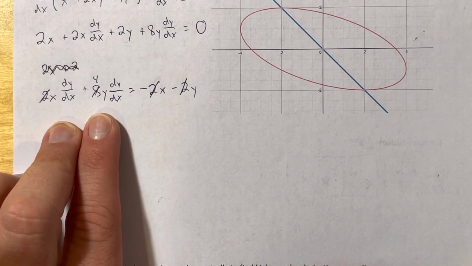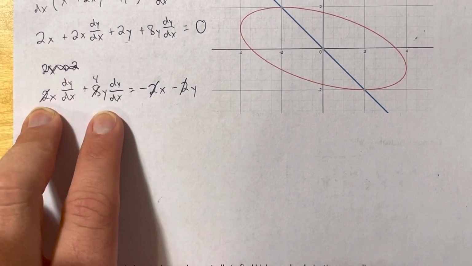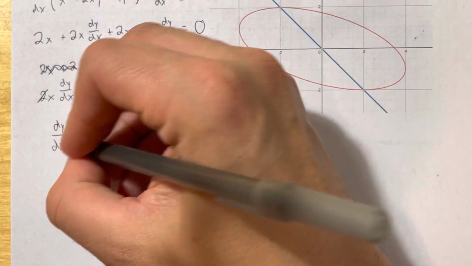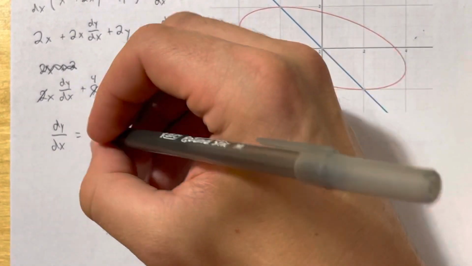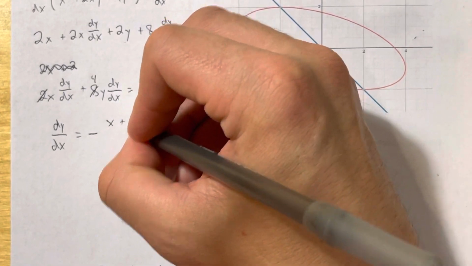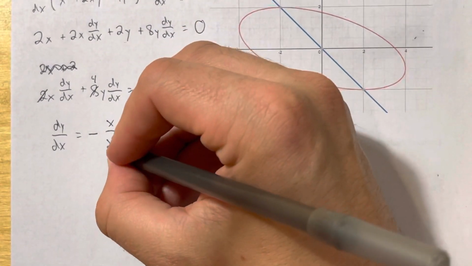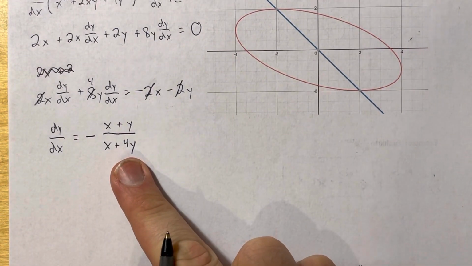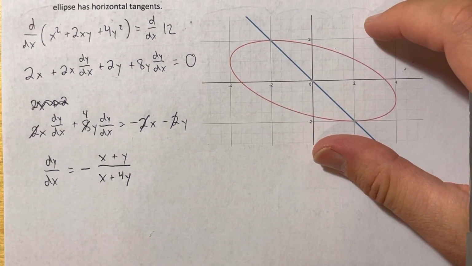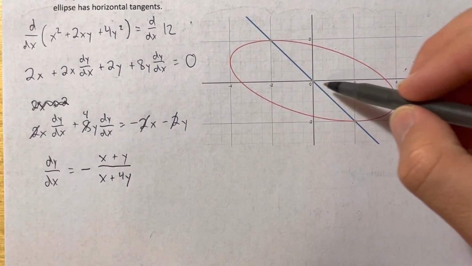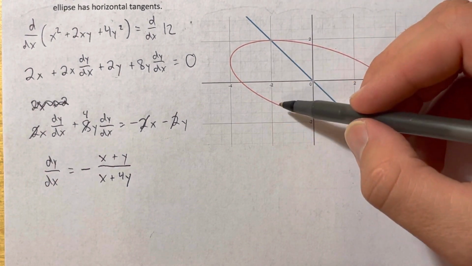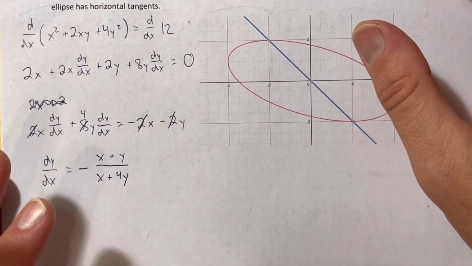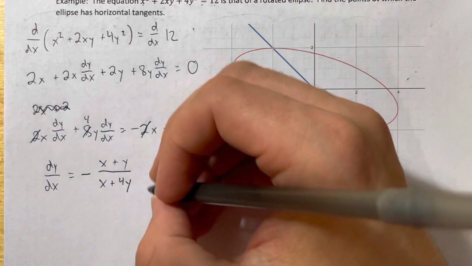So now if I factor that dy/dx out, I'm going to have x plus 4y left over, which I know I'm going to be dividing by. So this will give me dy/dx equals negative x minus y, or I could write this as negative (x plus y), over x plus 4y. Okay, now this is my derivative, and as we've been seeing, it depends on both x and y, because for any given x value here, most of the time I'm going to have 2 corresponding y values, so knowing the y value is also important. But in particular, we're interested in horizontal tangents. In other words, when is this thing equal to 0?